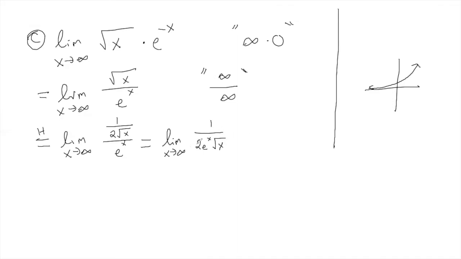Now if I plug in infinity, I have 2 times something going toward infinity, e to the x goes toward infinity, times something going toward infinity. So this is 1 over 2 times infinity times infinity. Now, if you remember from class, infinity times infinity is not indeterminate. Infinity times infinity is infinity, because it's a huge number times another huge number. It's just going to get even bigger. So I have a fixed number over something going toward infinity. I know what that is. It's 0.